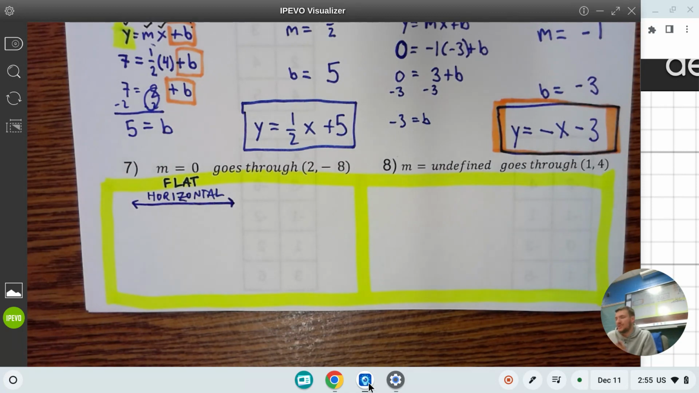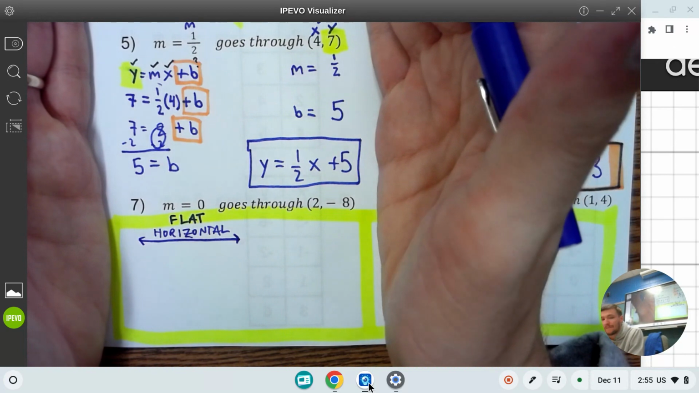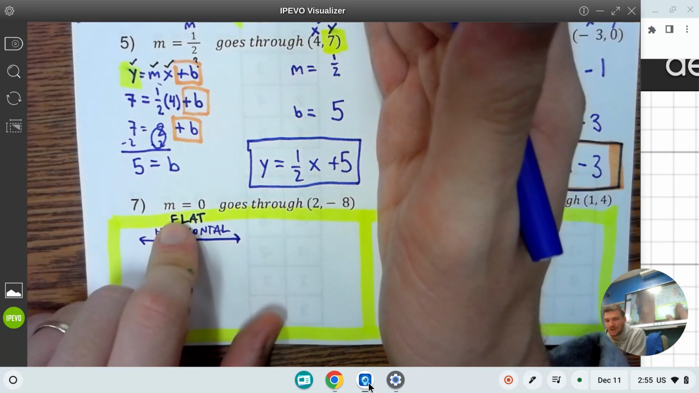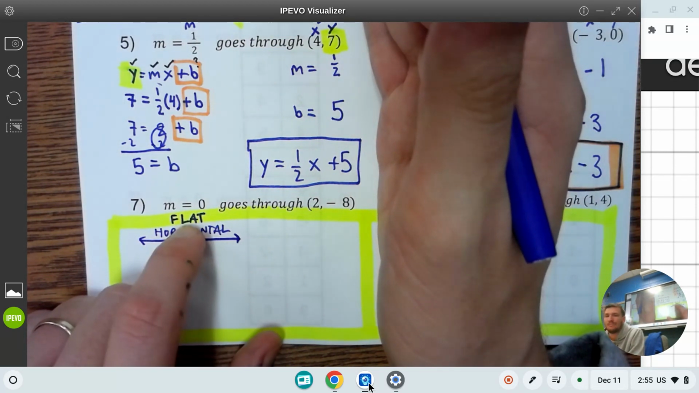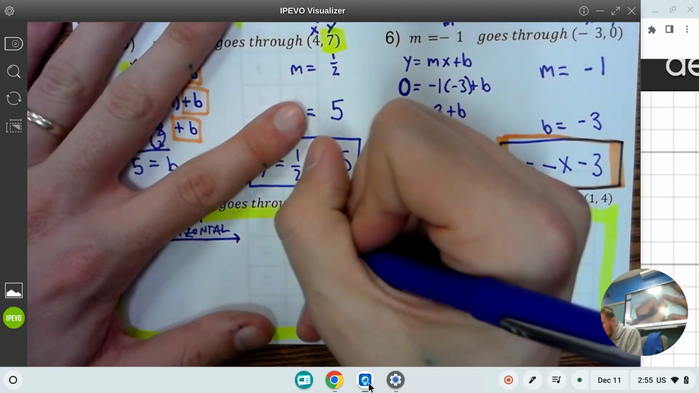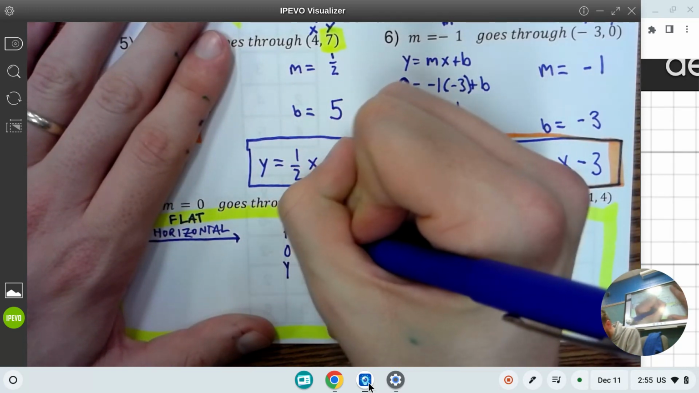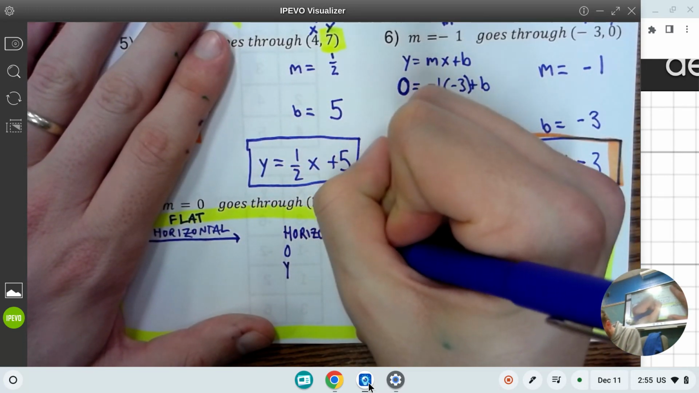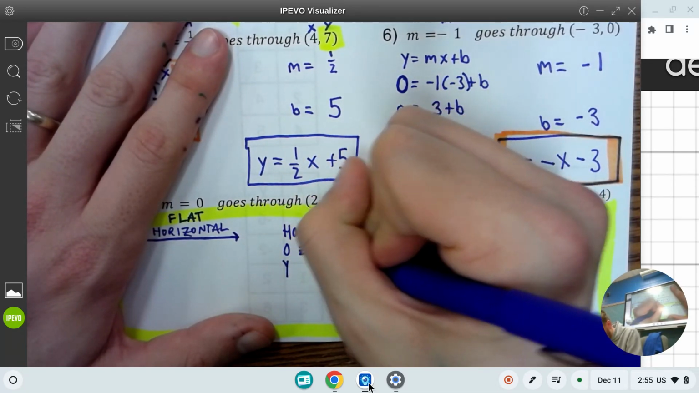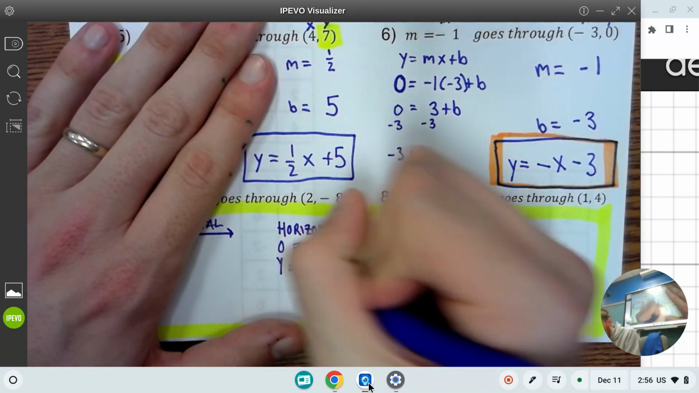Now, you could do the entire process that we did up here, or if you're being a little sharp, if you can notice that m equals 0 means flat, which means horizontal, which means side to side, I'm going to give you another reminder trick. You guys have heard this before. We've got the HOY, horizontal. The O is actually a 0 slope. And at the bottom here, we have a Y.